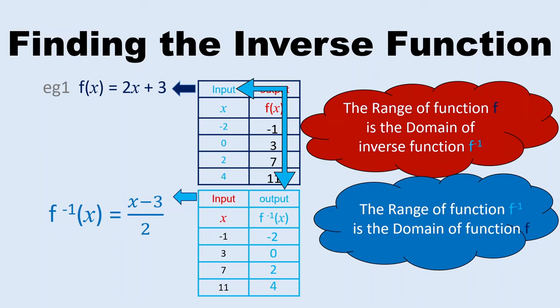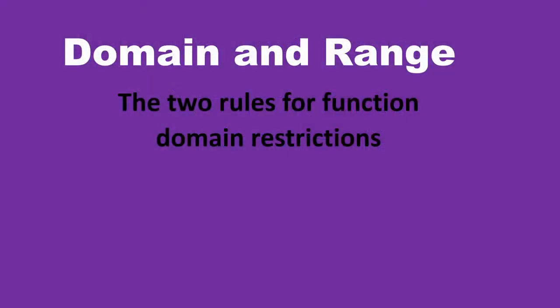However, the range of output values is a little bit more complicated to work out. So now that we know how to work out the inverse of a function, we can work out the domain restrictions for the inverse function, and those will be the range restrictions for the original function. Let's go over those rules again.